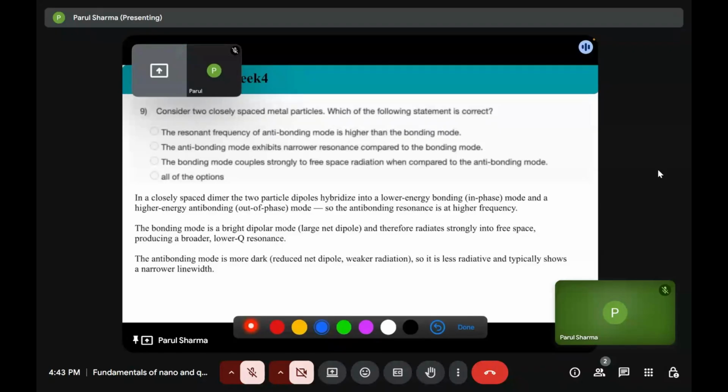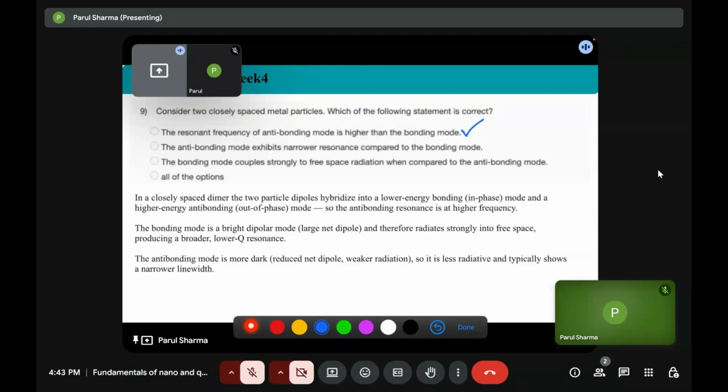So the first option. We saw that when we bring the two particles closer, they hybridize into a lower energy bonding mode, which is in phase, and a high energy antibonding mode, which is out of phase. So the antibonding resonance will be at higher frequency. So the first is correct.